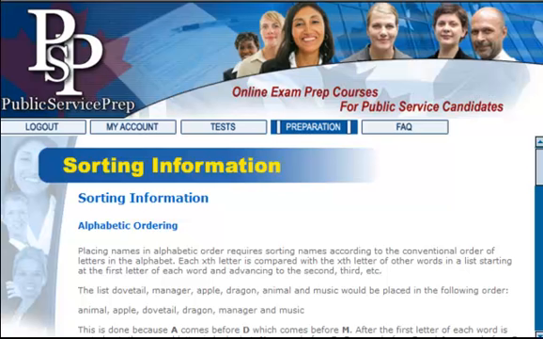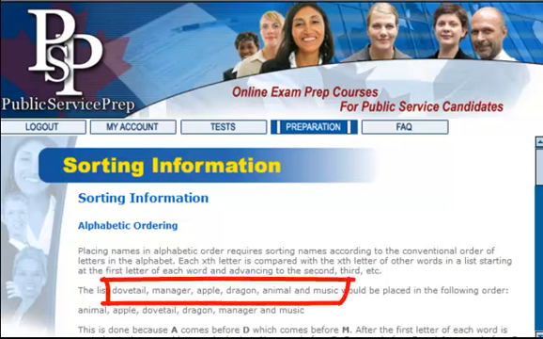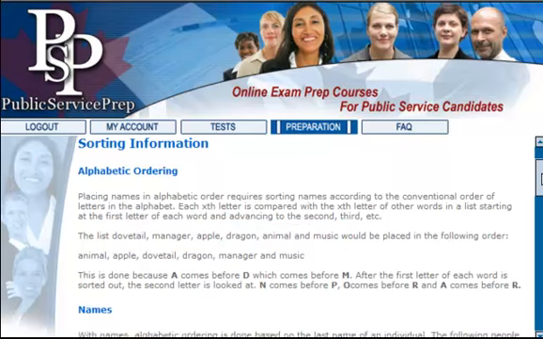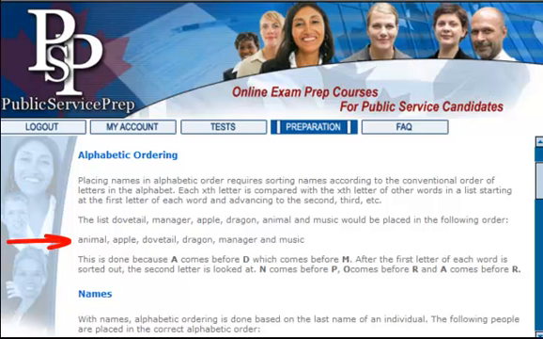So this is placing names in alphabetical order. It requires sorting names according to the conventional order of letters of the alphabet, obviously. So start with the A's and work your way down. Just to give you an example here, the list Dovetail, Manager, Apple, Dragon, Animal, and Music would be placed in the following order. If you do it alphabetically, it starts off with Animal. This is the first word alphabetically.